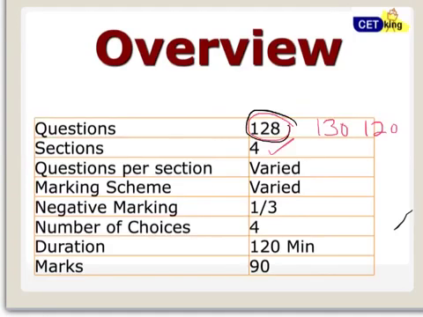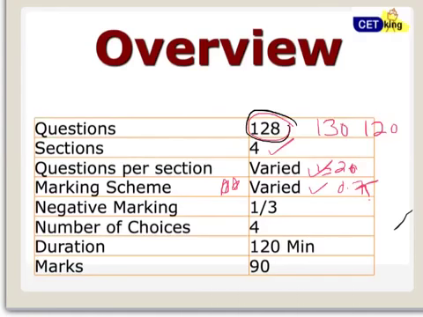The questions per section are varied. They change from year to year. But in general, there are around 20 questions on average in each section. The marking scheme is again varied. IIFT is the only exam where not every question is 1 mark. For example, Quant is 1 mark, but logic is 0.75 marks.